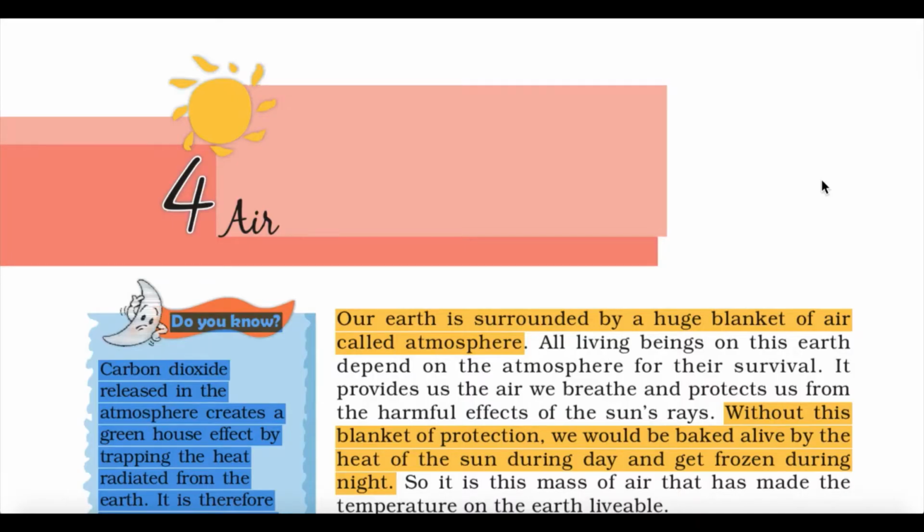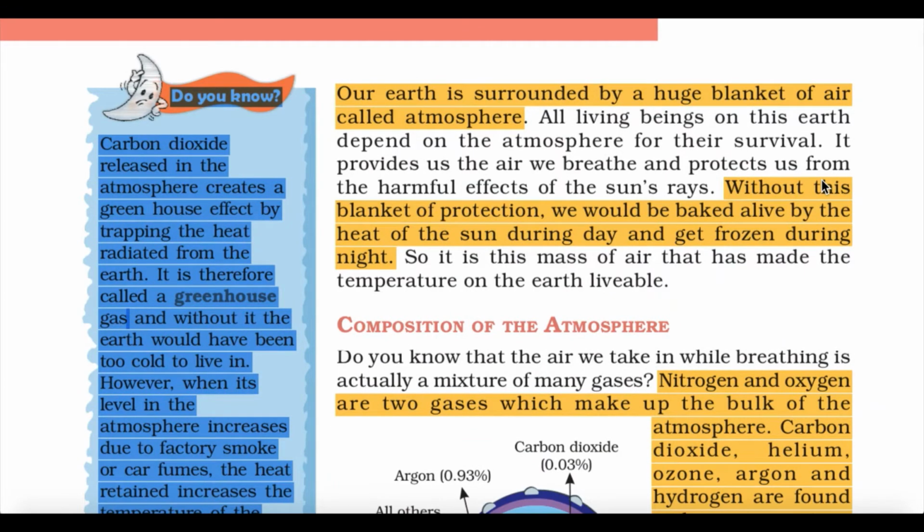Chapter 4: Air. Our Earth is surrounded by a huge blanket of air called atmosphere. All living beings on this earth depend on the atmosphere for their survival. It provides us the air we breathe and protects us from the harmful effects of the sun's rays. Without this blanket of protection, we would be baked alive by the heat of the sun during day and get frozen during night. So it is this mass of air that has made the temperature on the earth livable.